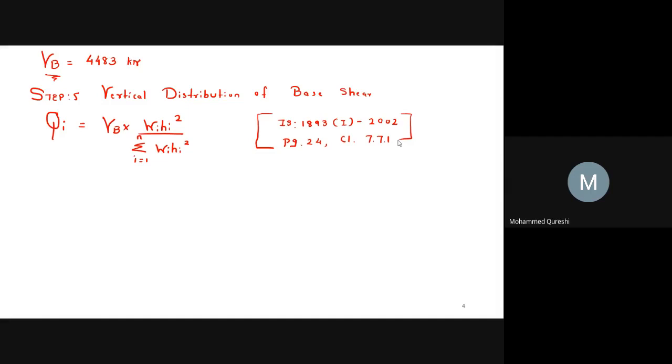Now, as we know that our Qi is design lateral force at floor i, that is i equals to 1 to n, and Wi, that is our seismic weight of floor i, that is i equals to 1 to n, and Hi is the height of floor in meter from base.